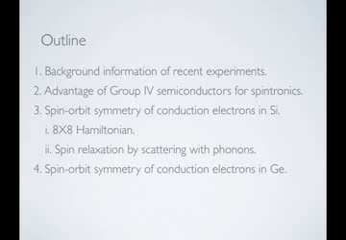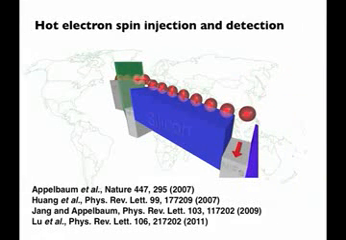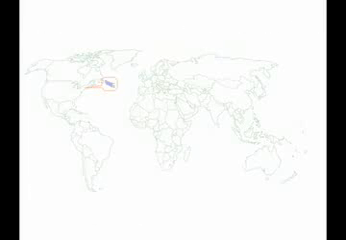So first of all, I will give a short overview of experiments in recent years on silicon spintronics. In 2007, an experiment of spin injection and detection in silicon was first carried out by Appelbaum's group. Spin-polarized hot electrons are injected from a ferromagnet into pure silicon, and after drifting for hundreds of micrometers, at the detection they still show a clear signal of spin polarization, indicating a very long spin lifetime.